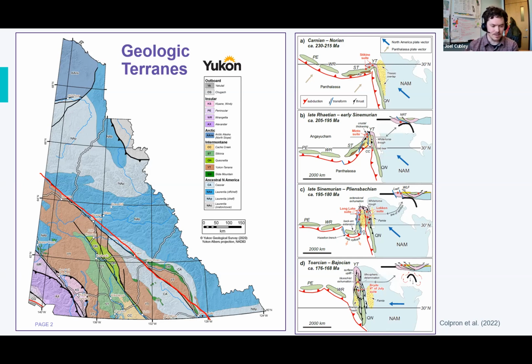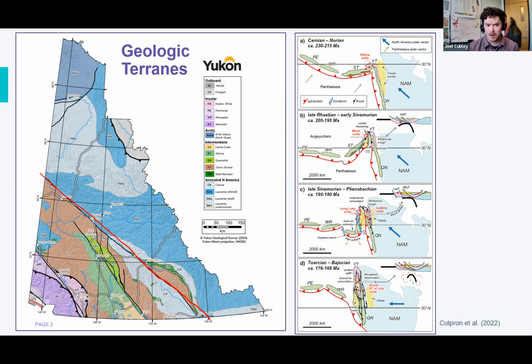To the southwest of the Tintina Fault, you'll notice that there are a much greater number of these geologic terrains. There's more colors, there's more action. Essentially, this is the heart of the North American Cordillera, and it represents a number of volcanic arcs that have collided with the North American margin through time.